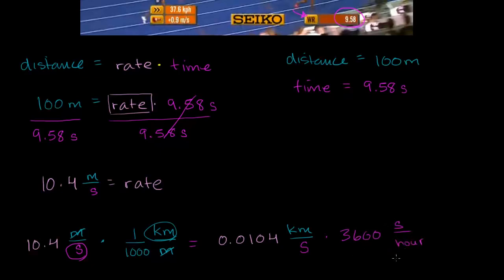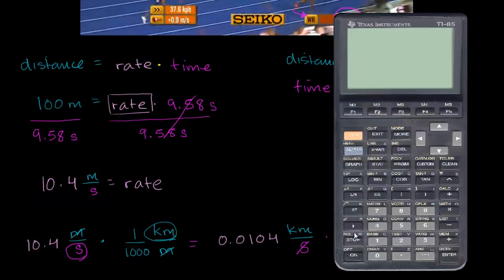And another way to think about it is we want hours in the denominator. We had seconds. So if we multiply by seconds per hour, there are 3,600 seconds per hour. The seconds are going to cancel out, and we're going to be left with hours in the denominator. So seconds cancel out, and we're left with kilometers per hour. But now we have to multiply this number times 3,600. I'll get the calculator out for that.